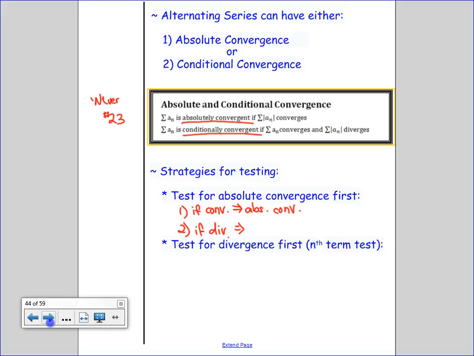If convergent, then, so if I test for absolute convergence first, what am I testing? I'm testing ignoring the -1. So if I test for absolute convergence first, I'm testing ignoring the negative, positive, negative, positive. I'm just looking at the term without the -1 part. If it's convergent, absolutely convergent, I'm done. Awesome, that's so easy. If divergent, I still have to check the convergence of the alternating series. I have to check to see if it's conditionally convergent.